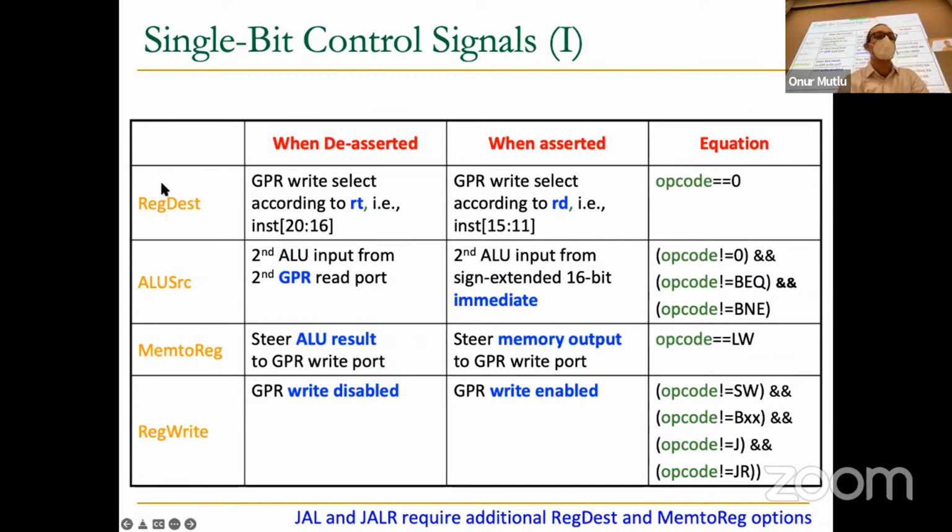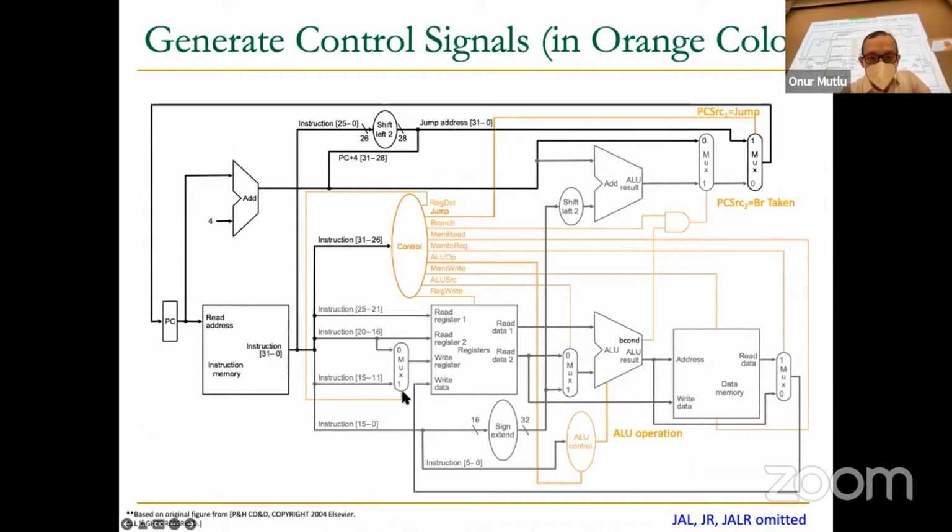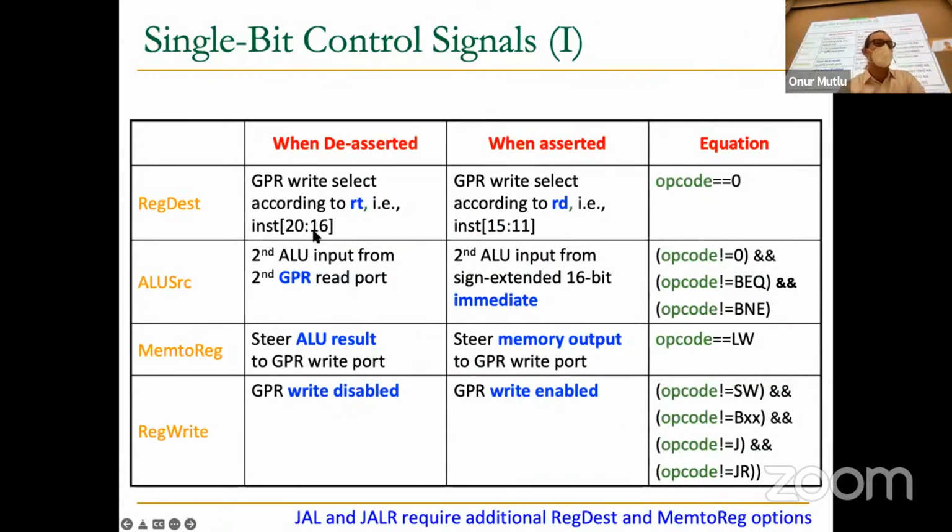So let's take a look at this register destination, for example. This is this multiplexer over here. This is the register destination multiplexer, if you remember. For R-type instructions, you would select the destination as the instruction bits specified by 15 through 11. For I-type instructions, it should be 20 through 16. And that's the idea, basically. And the equation is, if you look at the opcode, R-type instructions are 0.